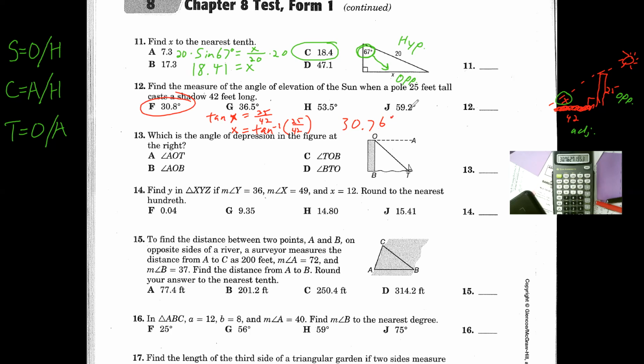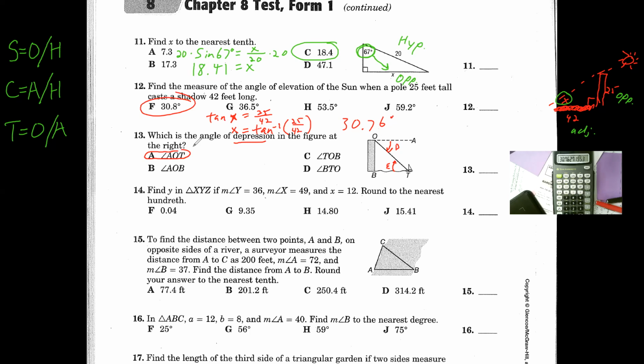All right, moving on. 13. Which angle is the angle of depression in the figure at the right? Depression is going down from a horizontal. So this is depression. Elevation is going up. That's elevation. They wanted the angle of depression, so this would be AOT, which is option A.